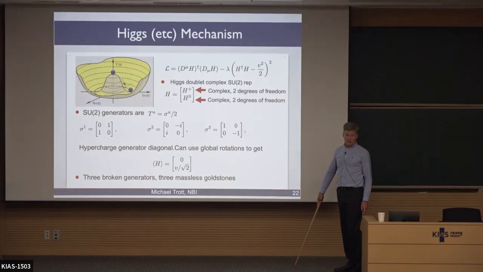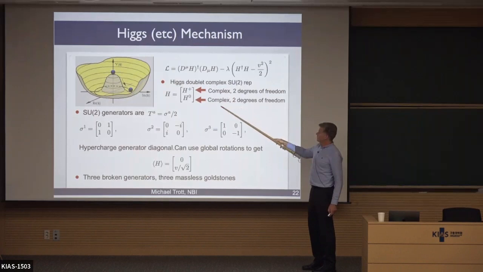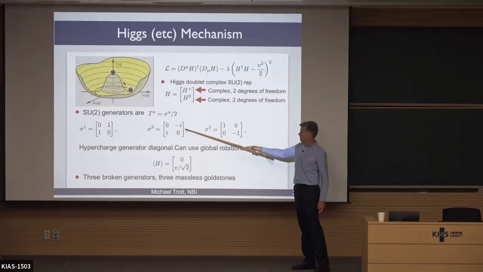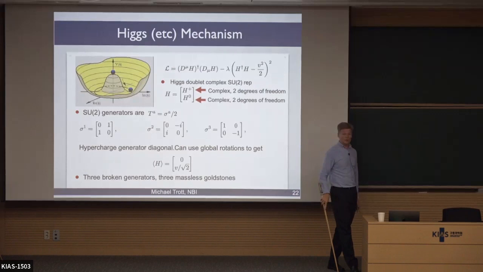Okay, so we write down this kinetic term and this potential term, which you notice is just stuck over a sort of structure. And it's a complex scalar now, so there are 2 degrees of freedom here. The three SU2 generators are given here with this convention. And there's a hypercharge generator, which is diagonal, right? And so the expectation value of the Higgs can be rotated in such a way as it's put down here. And then you have 3 broken generators and 1 unbroken combination of generators, which is going to be electromagnetism.